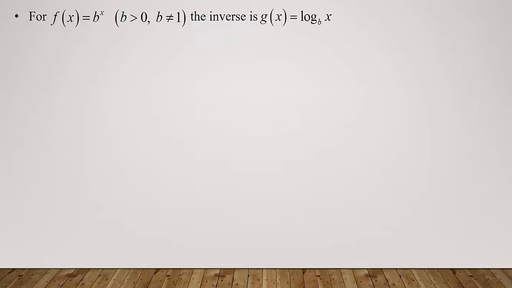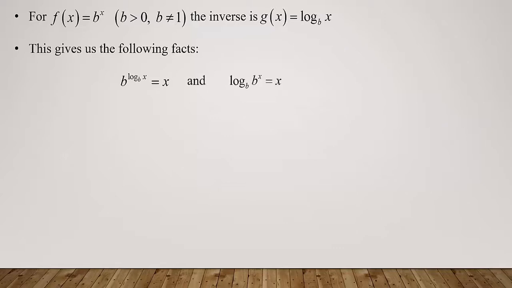So for the function f of x equals b to the x, and again, b is positive, not equal to 1, the inverse function is g of x equals log base b of x. And because they are inverses of each other, we know when we do the composition f of g of x, it has to simplify to x. And when we do the composition g of f of x, it has to simplify to x. That gives us the following facts. b to the log base b of x equals x, and log base b of b to the x equals x.